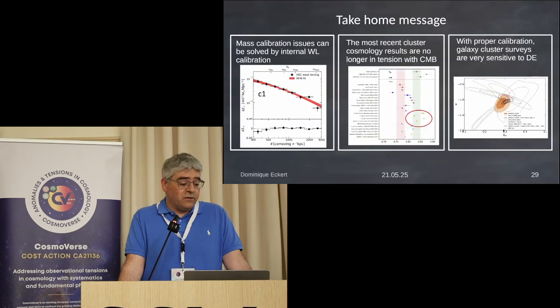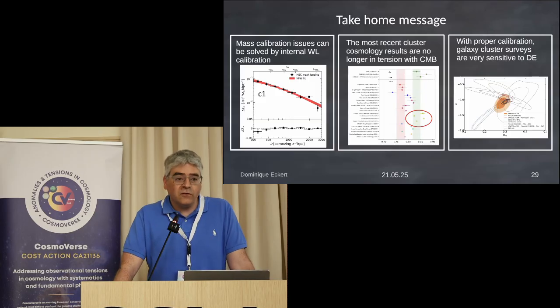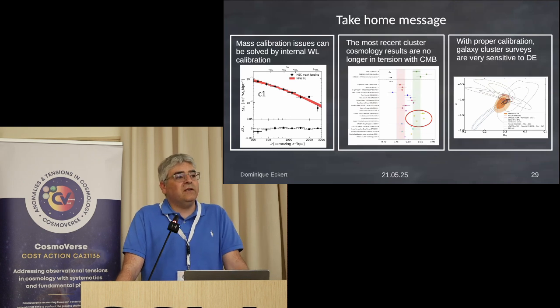So here is my conclusion. I think we have solved our main systematic, which was mass calibration. And we have done that by directly fitting weak lensing mass calibration within our joint cosmology framework. And when we do this, all the most recent cluster count experiments are no longer in tension with CMB. There is no longer a sigma 8 tension, at least for what concerns cluster count experiments. And of course, if that's the case, then it means we can go beyond and try to understand dark energy, which I think is very timely, given the results we just heard from DESI. Thanks very much.